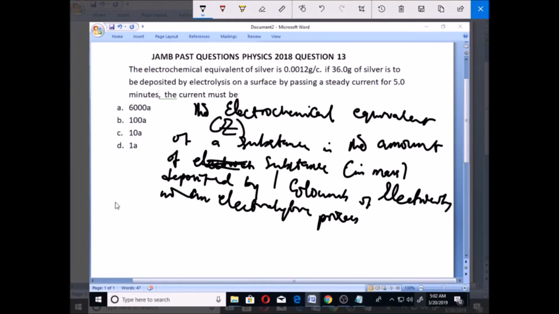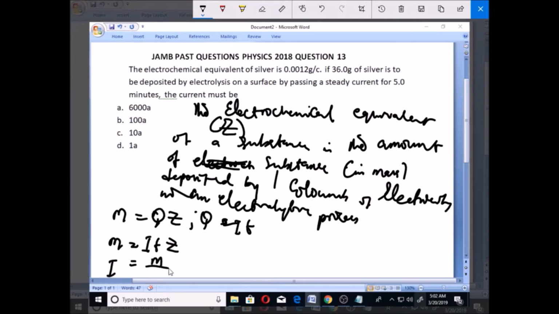Now the relationship between mass deposited and the quantity of electricity is Q times Z, which is the electrochemical equivalent. And we know that Q is equal to current times time, IT. So we can now say that mass deposited is equal to current times time times Z. So with this we can make current the subject of the formula. I, making it the subject, will have M all over TZ.